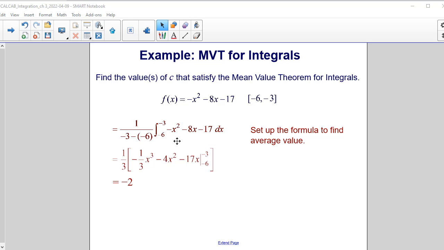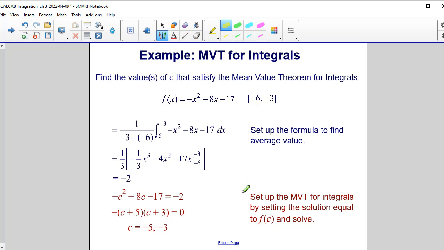Integrating the function, the integral of negative x squared is -1/3 x cubed. The integral of minus 8x is minus 4x squared, and the integral of 17 is 17x, and they're going to be evaluated from -6 to -3. Doing that work, we find out that the average value is equal to -2.